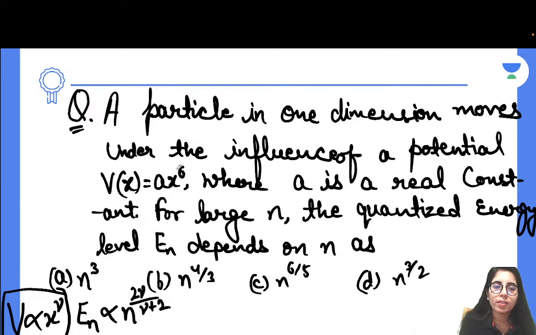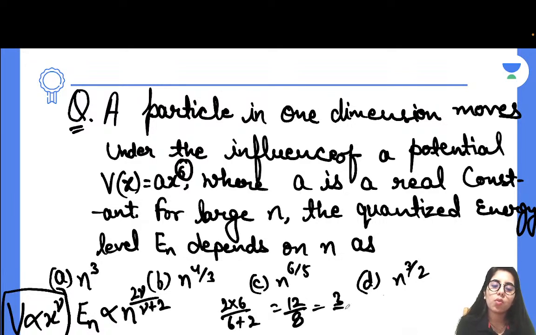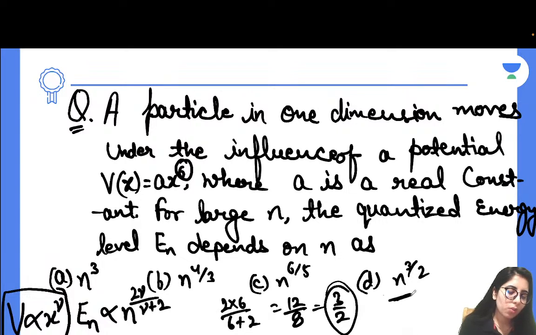So what is that here in this situation? It's 6, right? So you will just plug in 6 in place of nu. So it will give you 2 times 6 over 6 plus 2. That is going to be 12 over 8, and that is going to be 3 over 2, right? So your right answer should be option D.